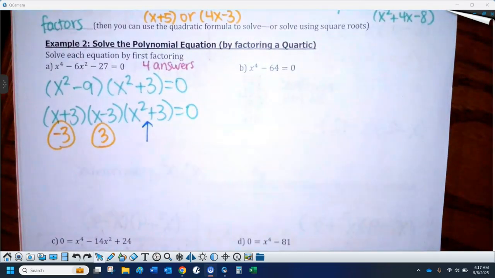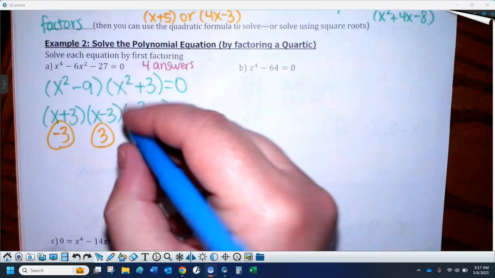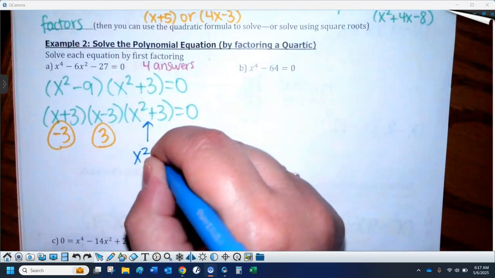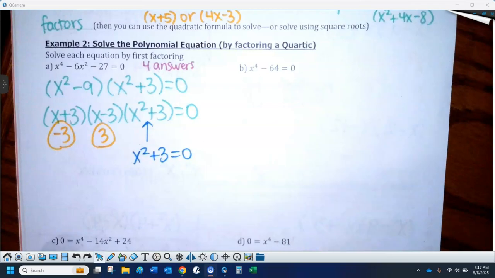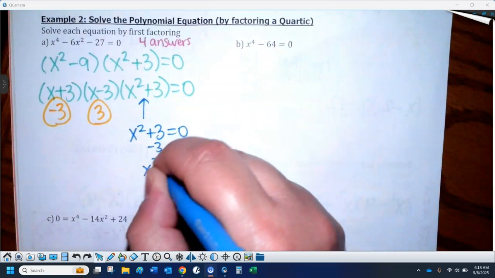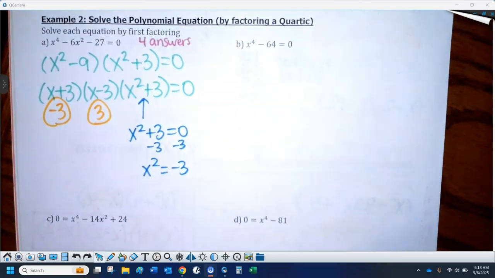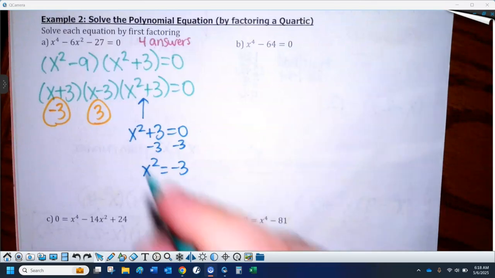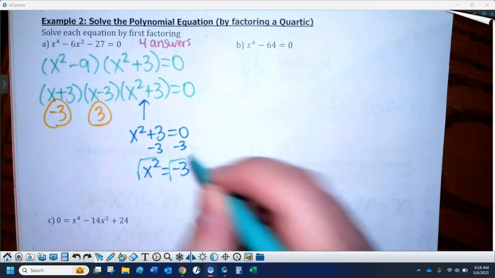Now, I don't just look at that and immediately think to myself, oh, this is what I would plug in for x to make that 0. So if you're ever not sure, just take what's inside the parentheses and set it equal to 0, which is what I'm going to do here. So in this case, I would subtract 3. We'd get x squared is equal to negative 3. Then we would use a square root to get rid of the x squared.